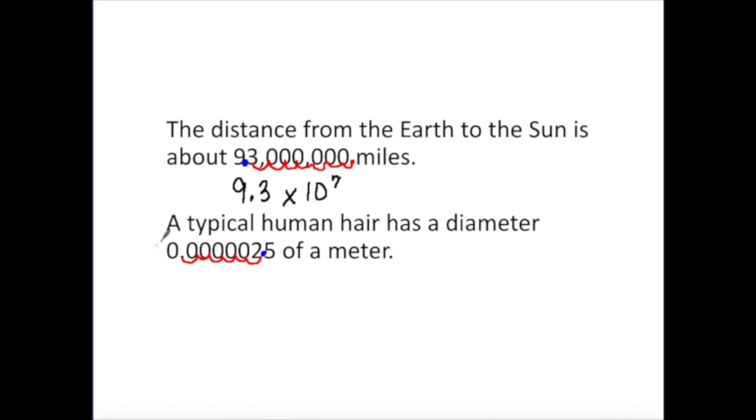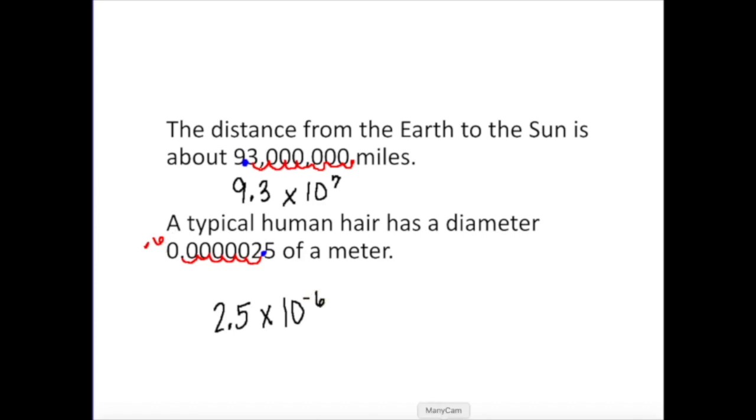Let me go ahead and write that right here. I'm going to put a negative 6. Remember, we're going backwards, so it's negative. That way, when I go to write the number out, I can actually remember it. So I have 2.5. And remember, we're going to multiply by a power of 10. And the power of 10 in this case is negative 6.